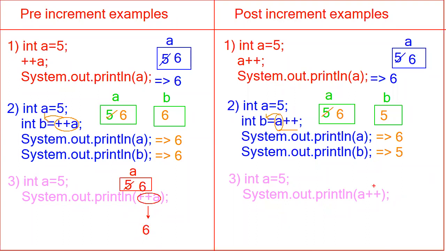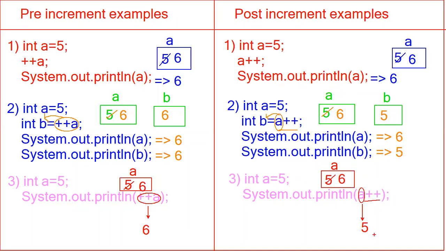Okay. Now here, int A equal to 5. A value is 5. Is it pre-increment or post-increment? Here it will first print, so you will get 5. After printing, the memory value changes. It will become 6. So this is incremented later.